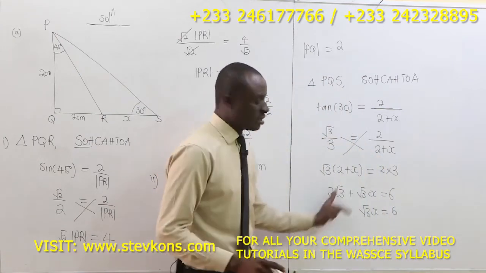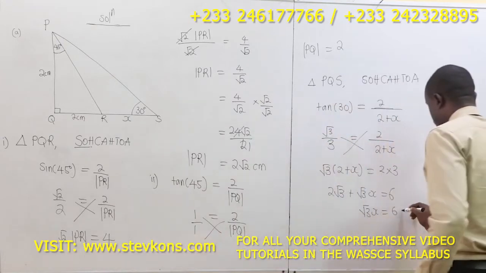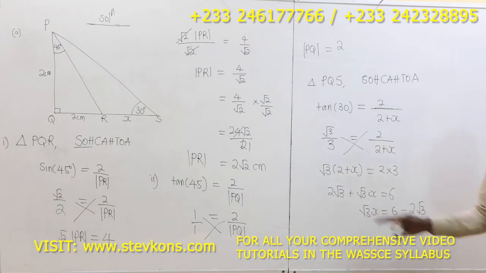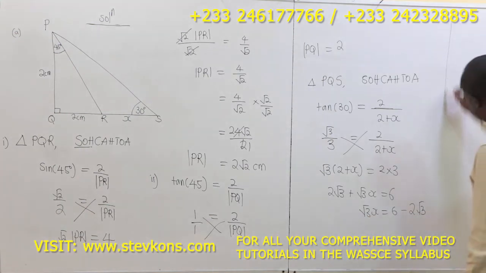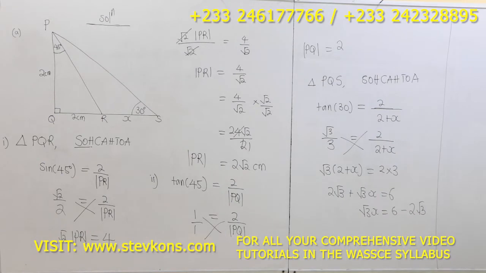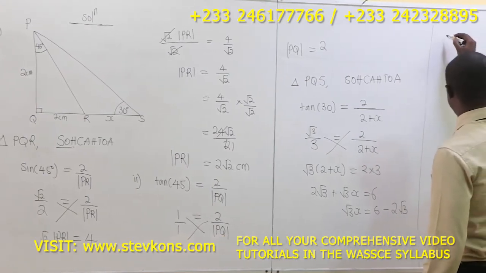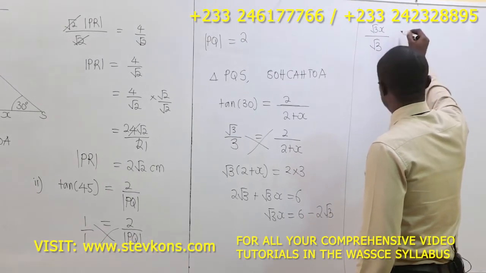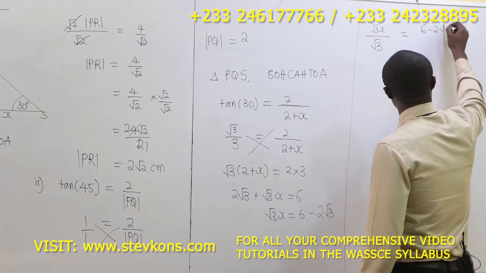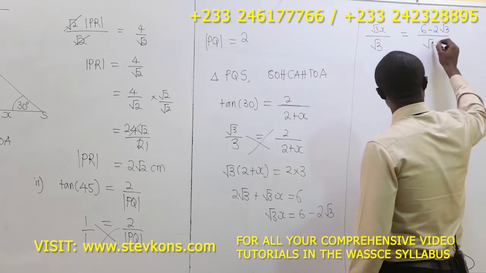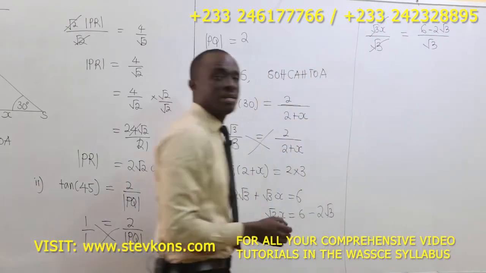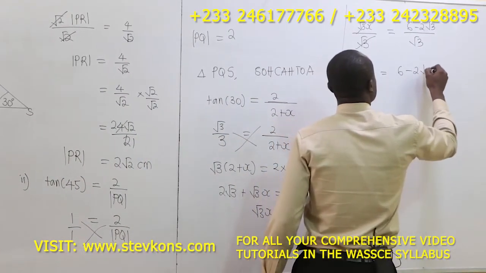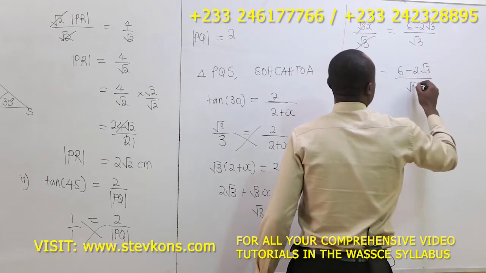We want to find X, so this has to move to this side. Positive moving, becoming negative. Now, to find X, we divide both sides by what is multiplying the X. So clearly, we have root 3 X out of root 3 equal to 6 minus 2 root 3 out of root 3. Now this is cancelling out that. So we have our X equal to 6 minus 2 root 3 out of root 3.